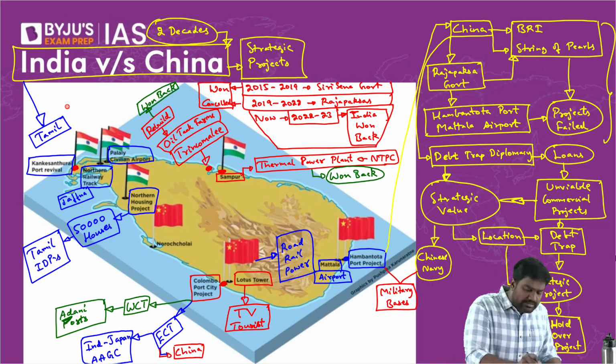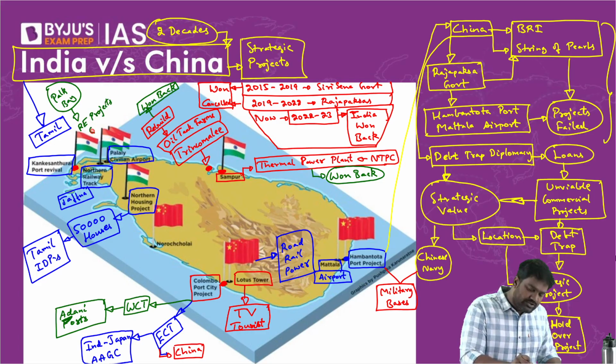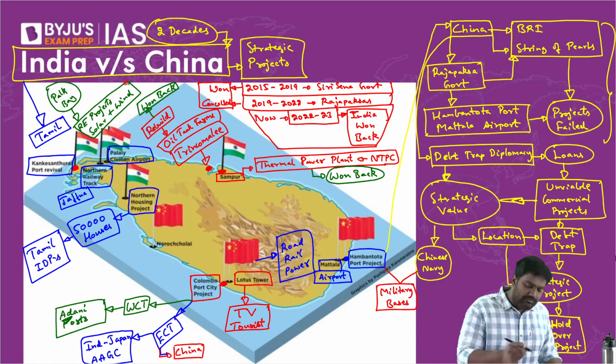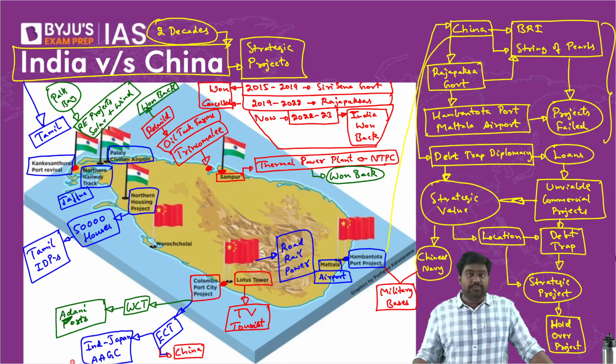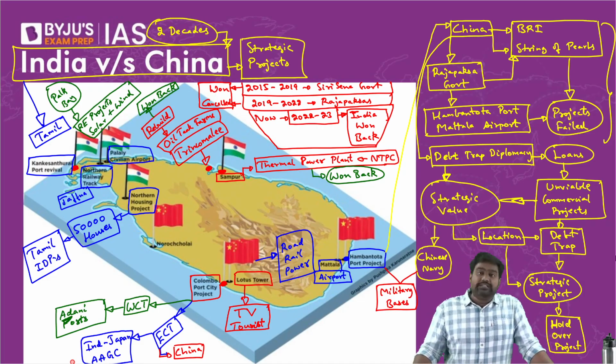Next, in the Palk Bay region, between Tamil Nadu and Jaffna, renewable energy projects were proposed by Sri Lanka, like solar and wind projects. All right, this was proposed by the Rajapaksa government a couple of years ago. But the Rajapaksa government gave this project to a Chinese company. So India protested against it.